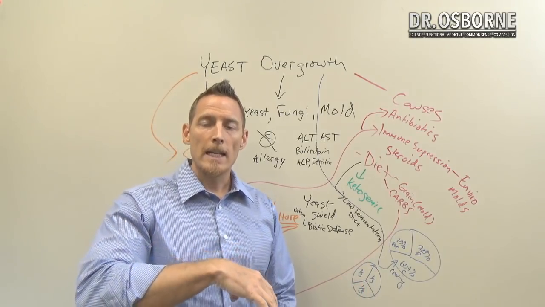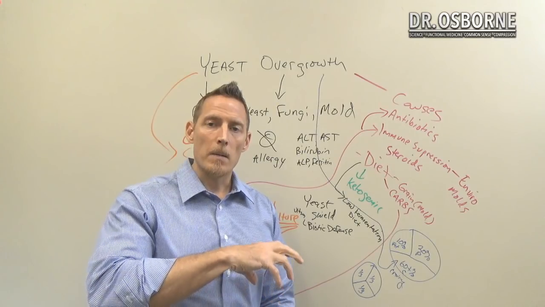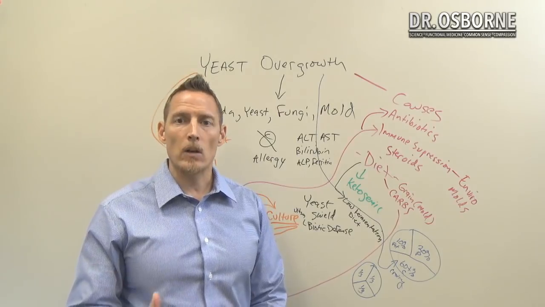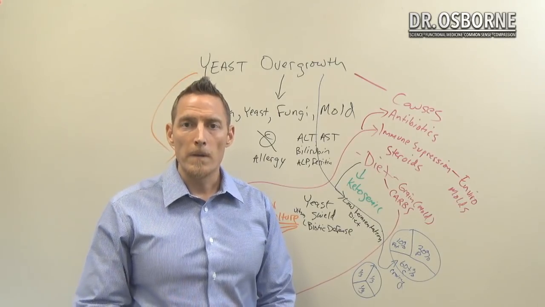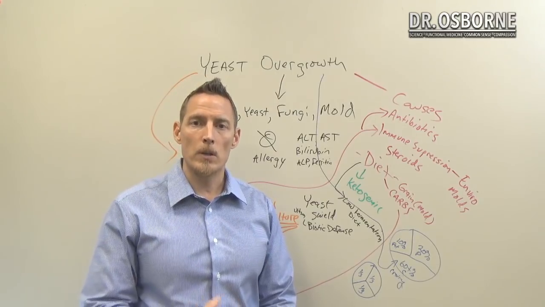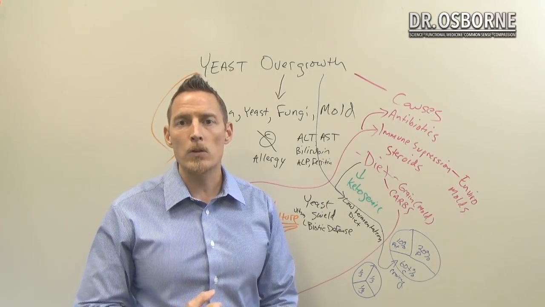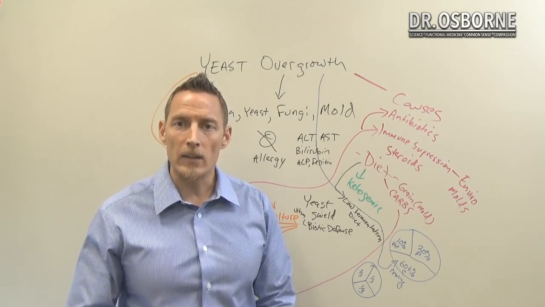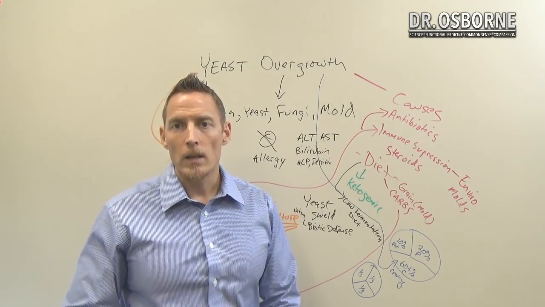Yeast overgrowths can lead to a multitude of different types of illnesses, but chronic inflammation that is caused by yeast overgrowth can create damage in any tissue in your body. It's known to contribute to autoimmune disease. Yeast overgrowth is one of the most important but little discussed triggers for cancer and heart disease and diabetes.